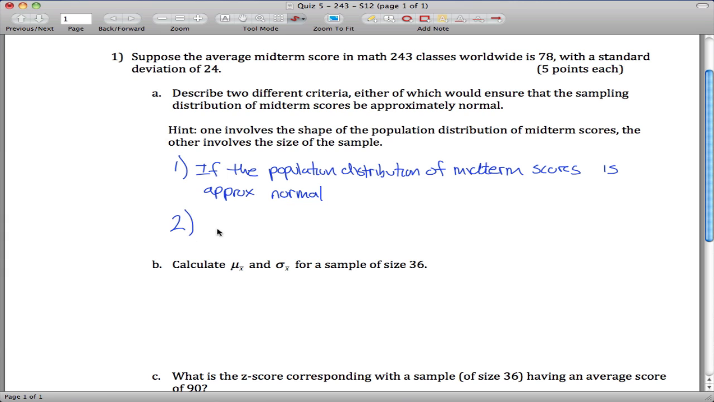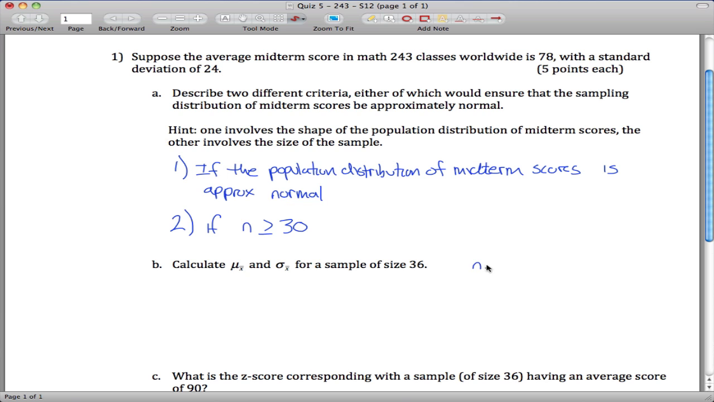The other one is if n is at least 30. In our case, n is going to end up being 36, so we check this criteria right here. So we know that this distribution will be approximately normal. So what that tells us is we can do part D in this question. Calculate mu sub x bar and sigma sub x bar for a sample size of 36.